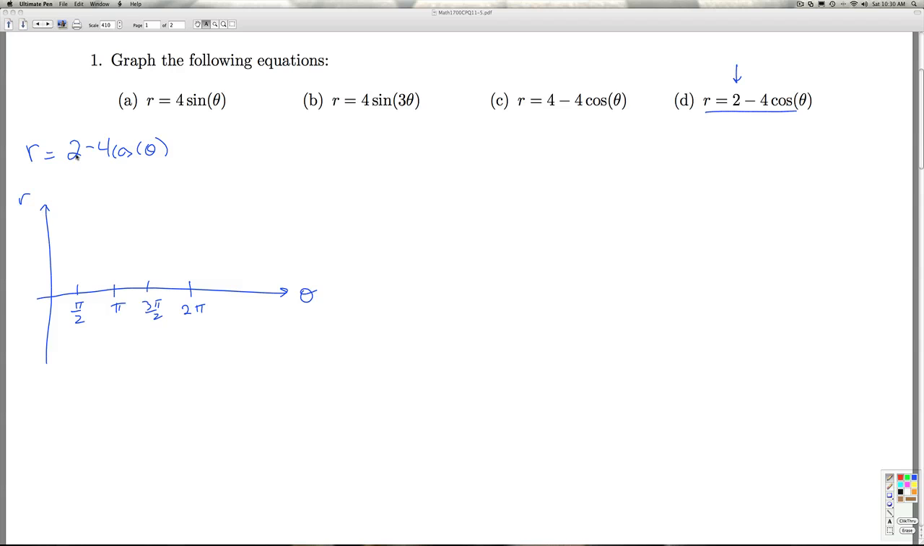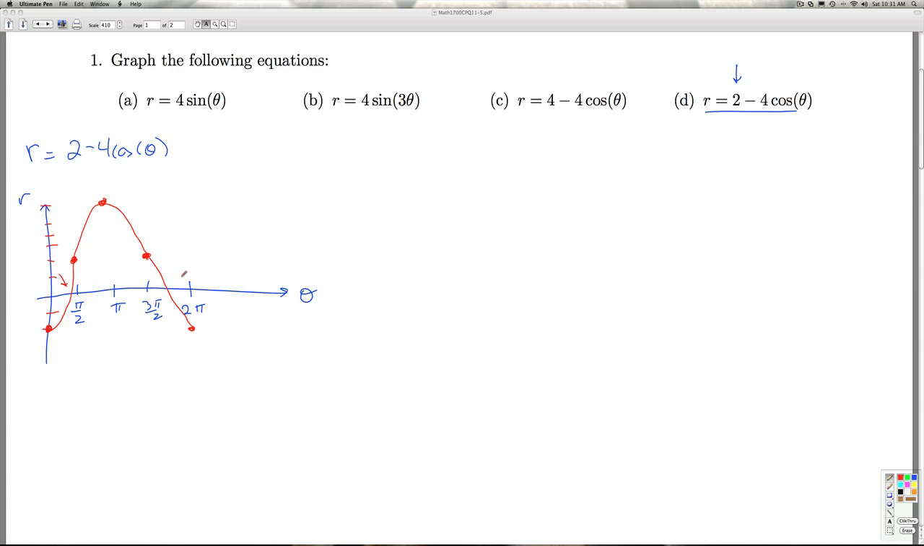I plug in 0, cosine of 0 is 1, so that gives me a negative 2. I plug in pi over 2, I'm up at 2. At pi, I'm up at 6. At 3 pi over 2, I'm back to 2. And at 2 pi, I'm back to negative 2. So that means I'm crossing through the theta axis at some point.